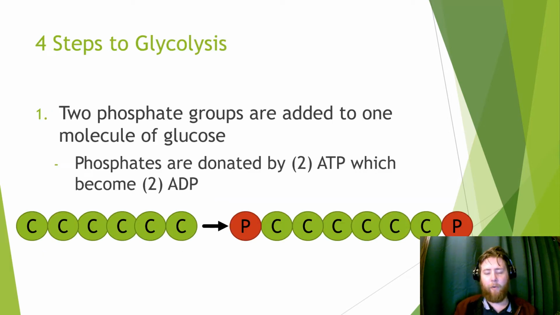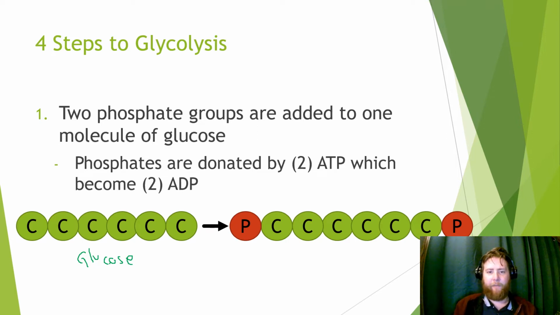There are 4 steps to glycolysis. We're going to go through them one by one. The first is 2 phosphate groups are added to 1 molecule of glucose. So this is a molecule of glucose over here. It's important to note that this glucose has 6 carbons.